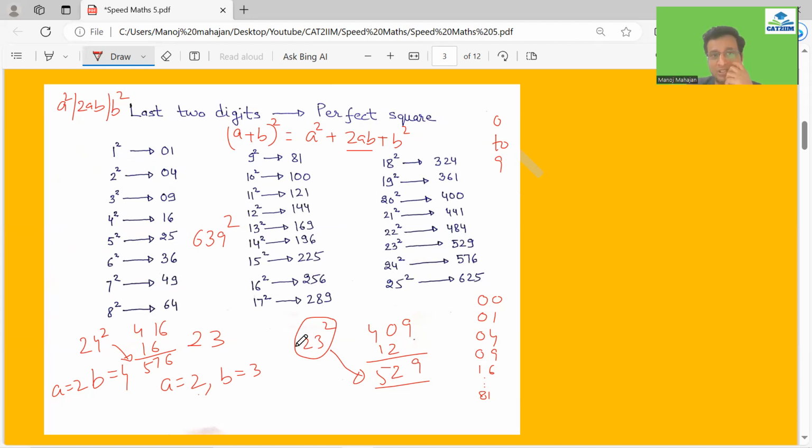So 23 square, let's do that. B is again 3, A is 2. So 3 square is what? 9. 2AB. So 2 into 3 into 2 is what? 12. So 2 over here, 1 carry forward, and 2 square is 4. Finally, my answer is 4 plus 1, 5, 2, 9.